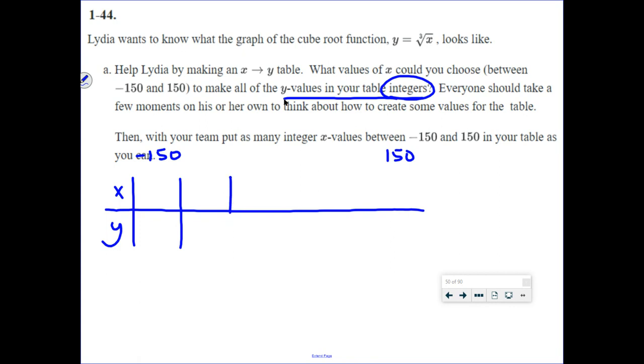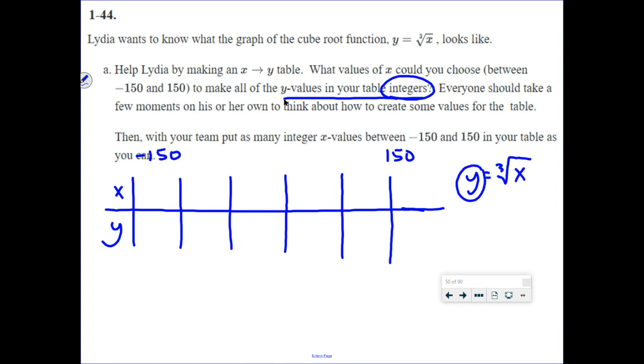So I'd like you to actually pause the video and try to think about how I can figure out some x and y values that would work for this table, that would work for the cube root of x and give me y values that are whole numbers. Got it? All right, so think about it for a second. When you are done, unpause this video and see if you are right. Okay, so you should have unpaused. What do you think? What do you think we could do in this situation?